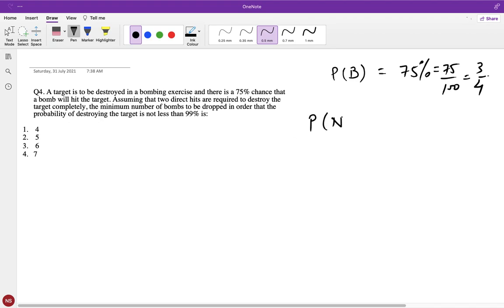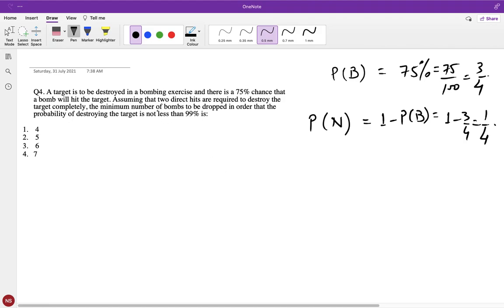Let us say the probability of not hitting the target is given by Pn. So this will be equal to 1 minus Pb. Either I hit or I don't hit. So 1 minus 3 by 4 should be it, or 1 by 4. Now I have to assume that at least 2 direct hits are required to destroy the target completely. If I don't hit the target, it's not destroyed. If I hit it once, even then it's not destroyed. I have to hit the target twice at least.